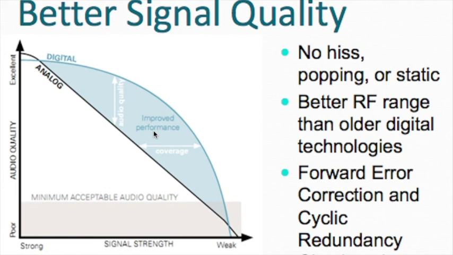Okay, so this graphic's pretty important. This one's a big one. Just remember that while the drop in audio and signal strength is pretty sharp in analog, with digital it's going to be more of a curve. So that's one of the driving advantages of DMR too.